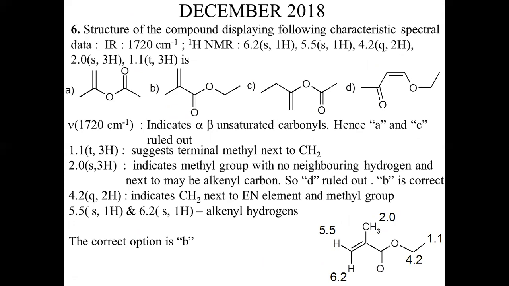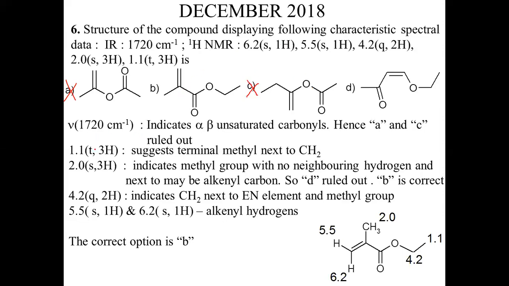Here, the structure of the compound displays the following characteristic spectral data. They have given you the IR and proton NMR values, so 4 options are here. When you look at 1720, this is very characteristic of alpha beta unsaturated carbonyls. So when you look at the options, in A you don't have alpha beta, so you can rule out option A. B, you have it. C, no, so you can rule it out. So you're left with options B and D.